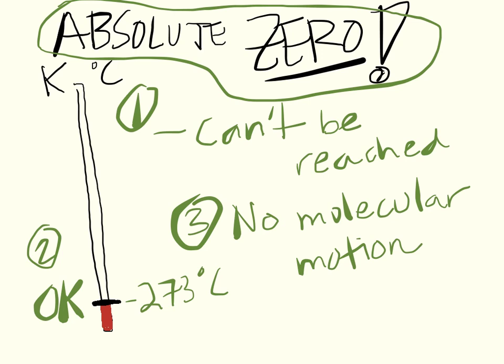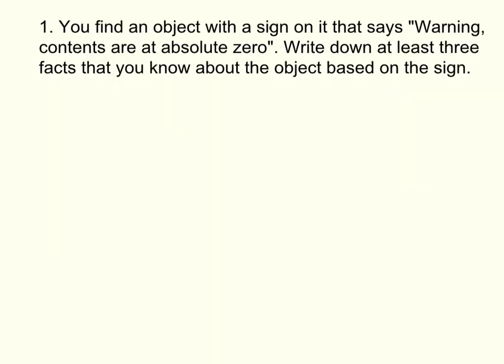So let's apply that knowledge to a problem. This question asks, you find an object with a sign on it that says, warning, contents are at absolute zero. Write down at least 3 facts that you know about the object based on the sign. Okay? Well, it's at absolute zero. So we know right away that tells us the temperature. This is just something you have to memorize. Think 0. Well, it's got to be 0.